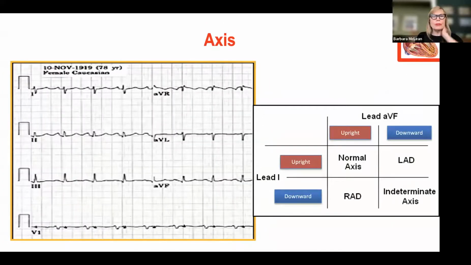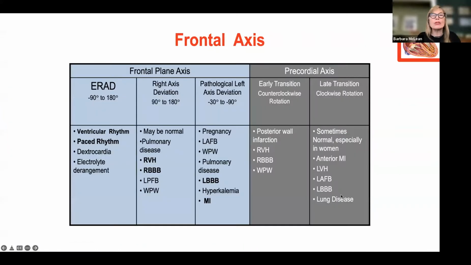We're going to do 1 or 2 more. Okay, taking a look at this one. In lead 1, you are predominantly downward, and in aVF, you are upright. Voltage is really small. We're not making any other diagnosis here. We're just saying predominantly downward in 1 and upright in F. So downward in 1, upright in F, that is a right axis deviation.